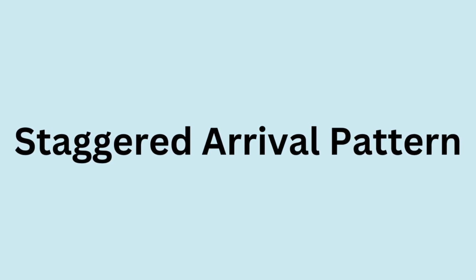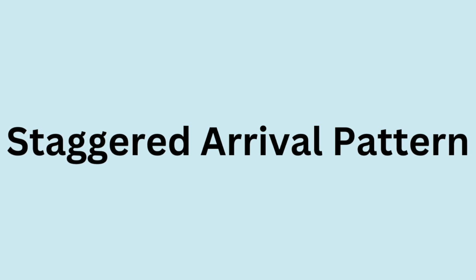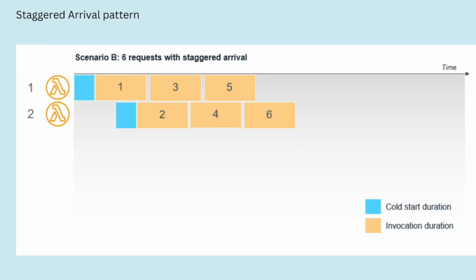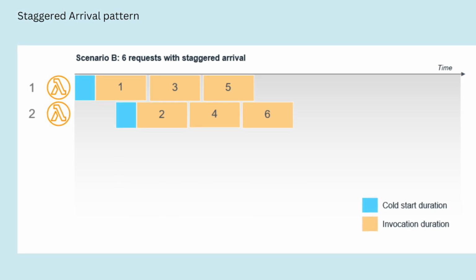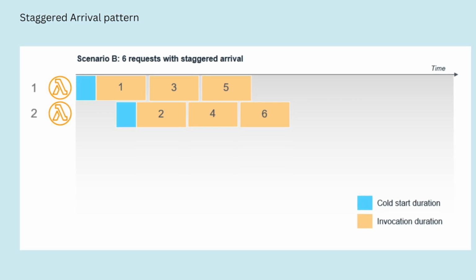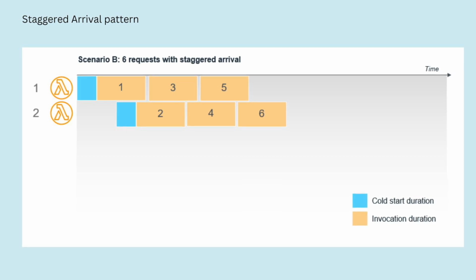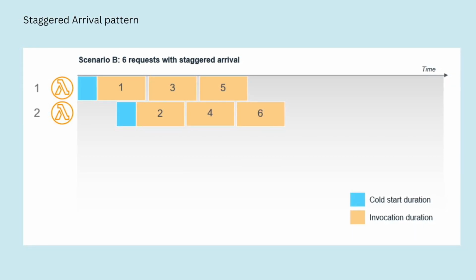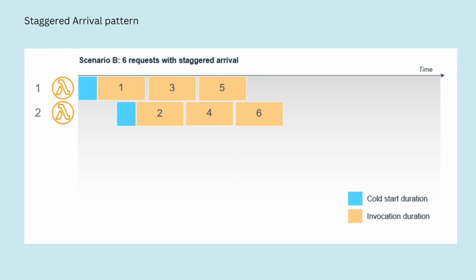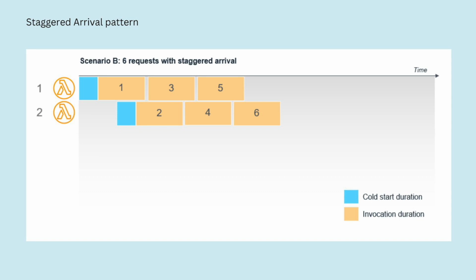This is simultaneous execution. Now let's see the staggered arrival pattern. As you can see on the screen, in this pattern, Lambda will not create the environment for each invocation. Instead, Lambda keeps the requests in a queue and executes them one by one. The execution time may be more in this pattern because when the first execution is completed, only then the next invocation will start. In this, Lambda cold start happens only for the first invocation and then a warm start for upcoming invocations.